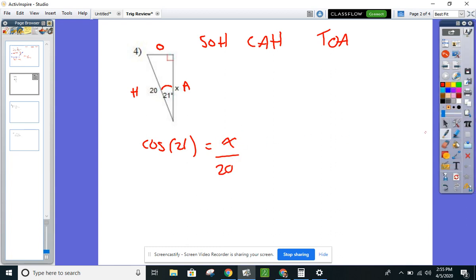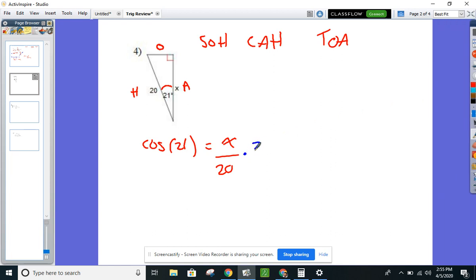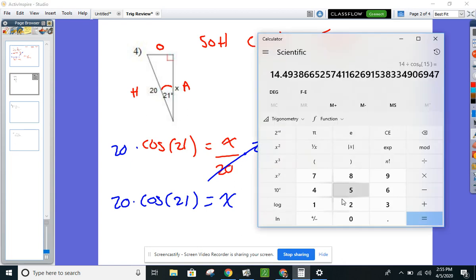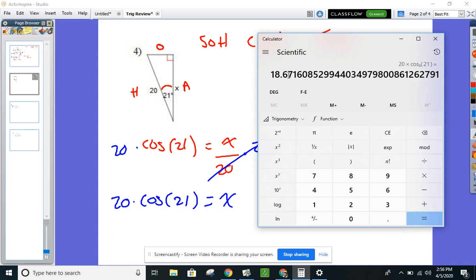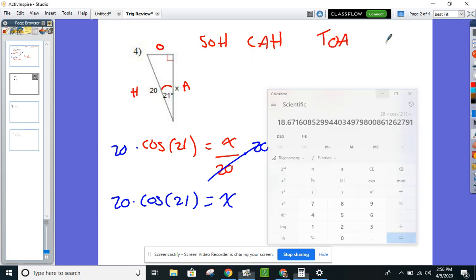So this time the x is in the numerator. We're ready to solve this. We've got to get x by itself now, so we multiply both sides by 20. That crosses that out, giving me 20 times cosine of 21 equals x. And this is what goes in the calculator. We'll do 20 times, and again, you have to do the angle, the number first, 21, then hit cosine, and then enter. 18.67 or 18.7 will be your answer for number 4.